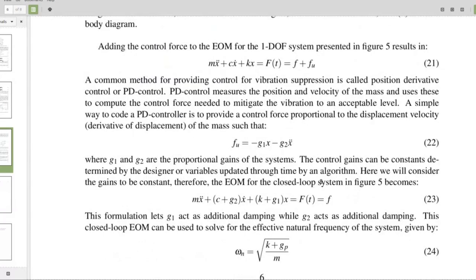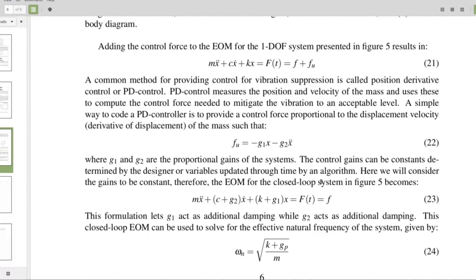A common method for providing control of vibration is called position derivative control, or PD control. We're going to drop the I out of the PID control. Have you guys talked about PIDs, the aerospace people? No? Okay, we'll figure that out. PID is proportional, integral, derivative, but we can also do position derivative control. This is the same math, just formulated in a different way.